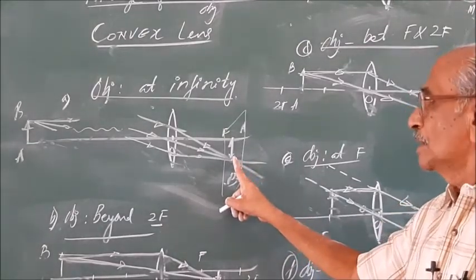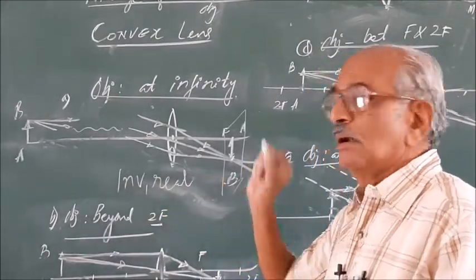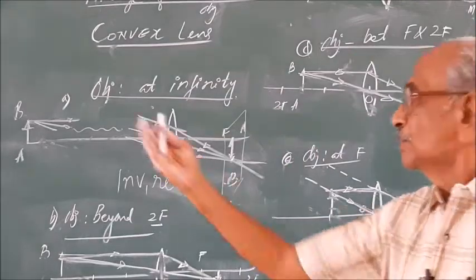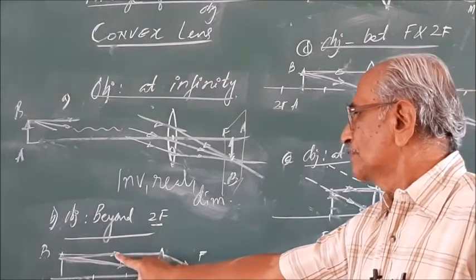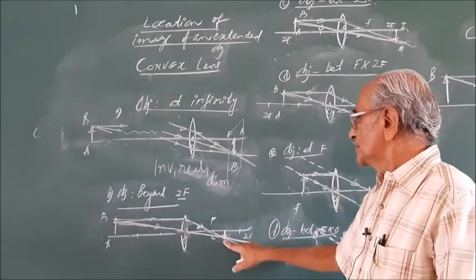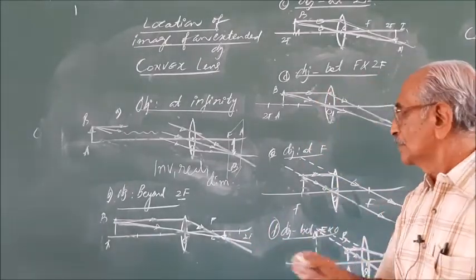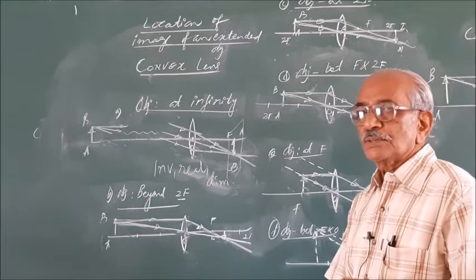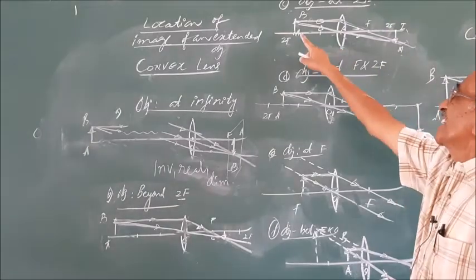The image here, as you can see, is inverted, it is real, and it is diminished in size. I move the object towards the lens. Let us say the object is beyond 2F and a ray parallel to the axis passes through F, another ray through optic center goes straight, the two rays meet here, and the image is between F and 2F. The image is between F and 2F. It is real, inverted, and diminished.